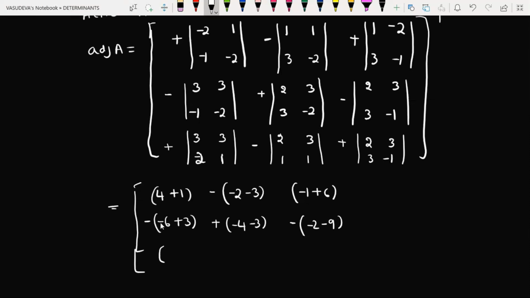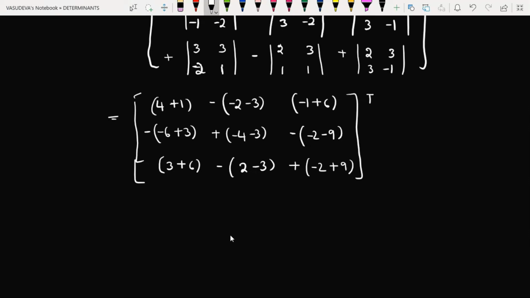So 3 is minus 2 into, this is minus 2 actually, minus 2 into minus 3 plus 6 here, minus 2 minus 3, minus 3 plus 2 into minus minus 2 plus 9, taking the transpose of this matrix.